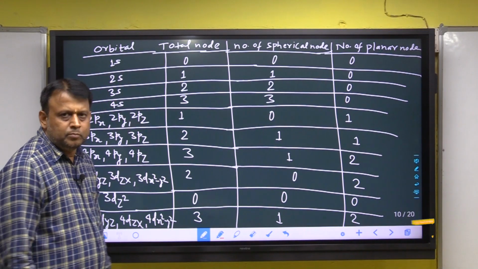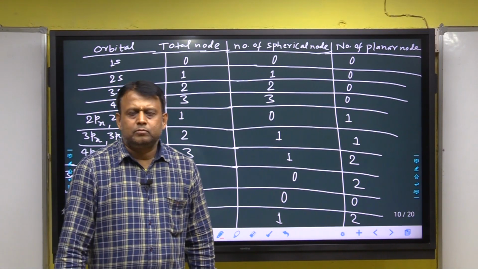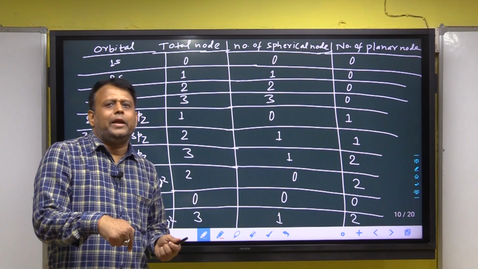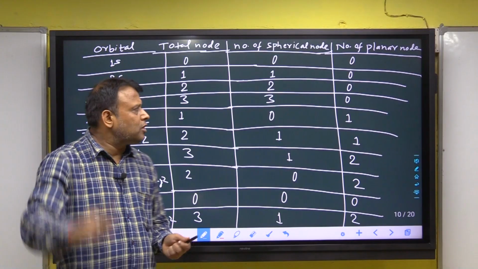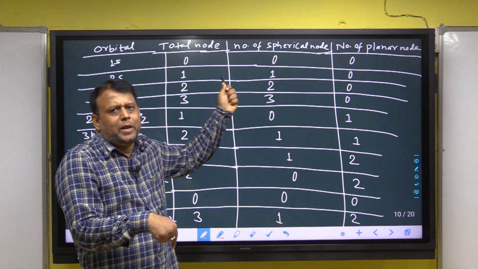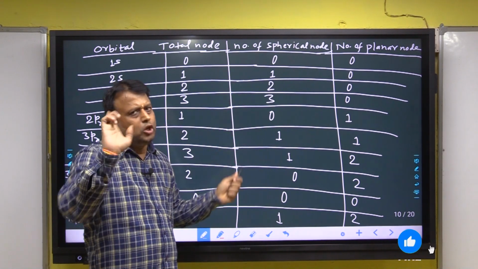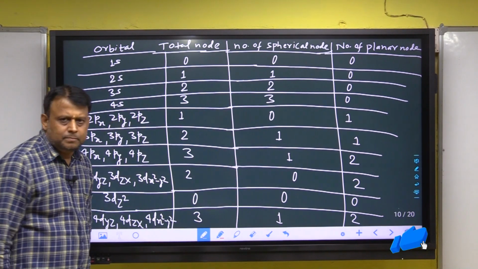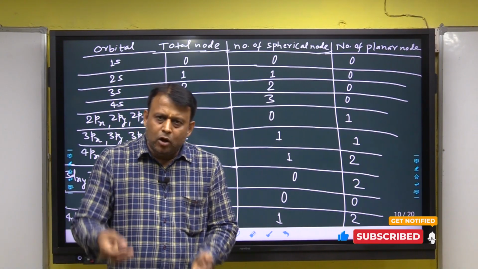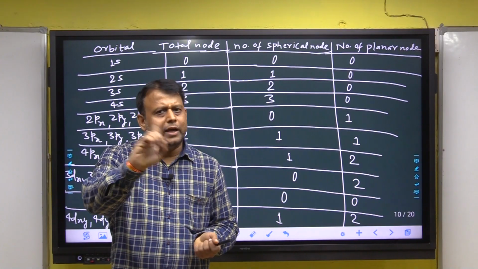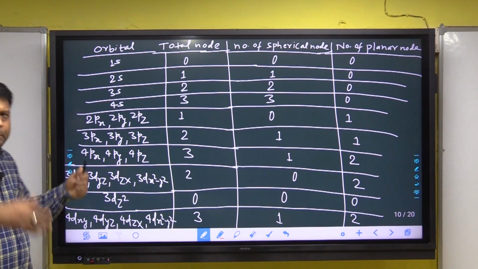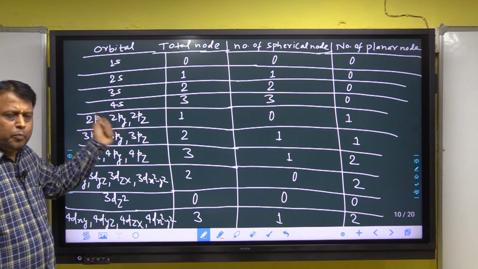For 3s, total node is 3 minus 1, so total node is equal to 2. Both are radial because s has no planar node. Both are spherical, radial nodes, with 0 planar nodes. Now 4s. For 4s, total node is 4 minus 1, which is 3, and all 3 are radial because s has no planar node. Clear? Now, for p orbitals, 2px, 2py, 2pz.